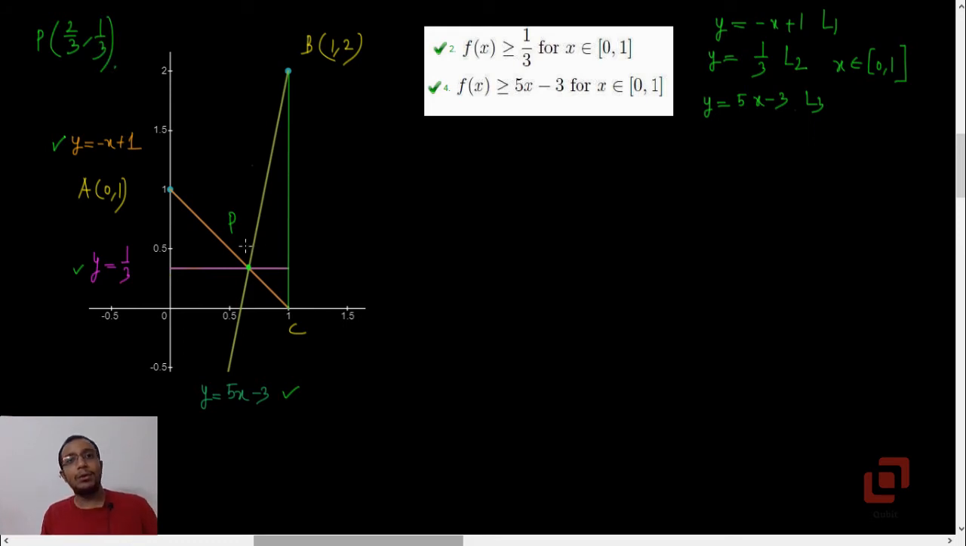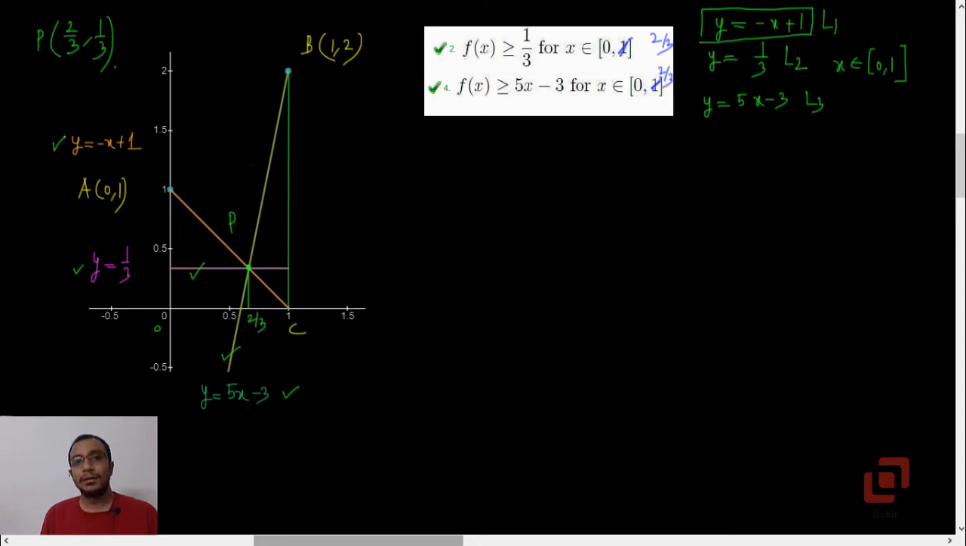Now we go back to option 1, which says that f of x is greater than or equal to minus x plus 1. Because these two lines, or the portion of the graphs of these two lines, when x lies between 0 and 2 by 3, fall below that of y equal to minus x plus 1, these two options, option 2 and 4, are already true, not for all values of x in the interval, but for those values of x which lie between 0 and 2 by 3.